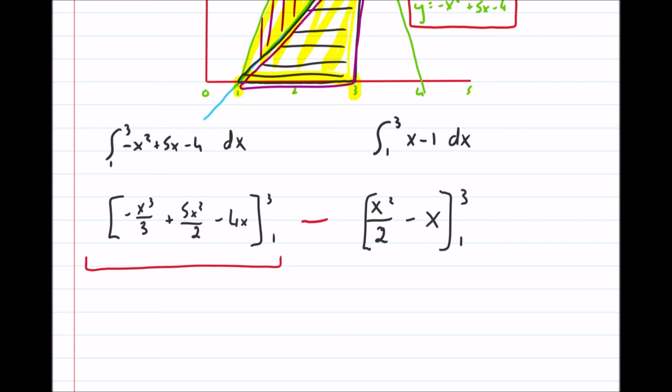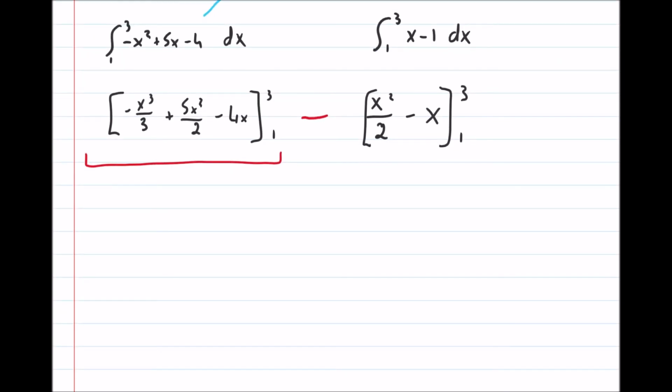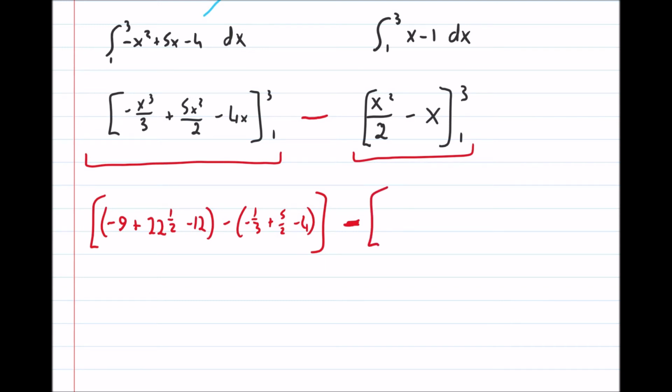Right, so I'll do this bit first. And this bit will give me minus 9 plus 22.5 minus 12, that's when I put 3 in, minus a third plus 5/2 minus 4, that's when I put 1 in. So that's that done. Now I have to minus, so minus there, and now I'm going to do this bit. When I put 3 in, I will get 4.5 minus 3, minus, and when I put 1 in then I'll get 1/2 minus 1.